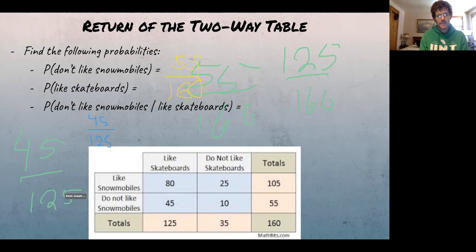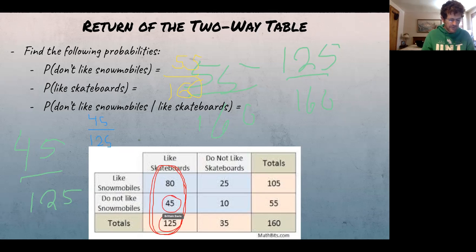And there it is. So this is different from the probability that someone doesn't like snowmobiles and doesn't like skateboards. If it was "and," then we would say it's just 45 out of the 160. But this is conditional probability. So we're saying the probability of not liking snowmobiles on the condition that you like skateboards. So we're only looking at this column, and out of the 125, 45 of them don't like snowmobiles. This might be a mental shift for you, but you'll get it.